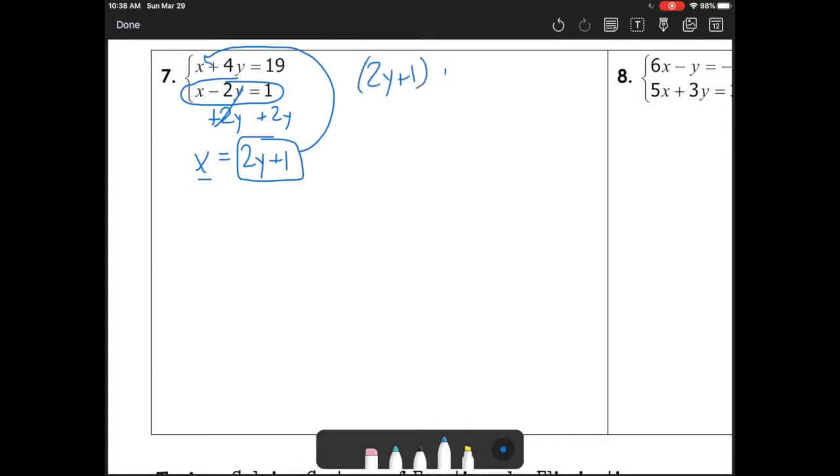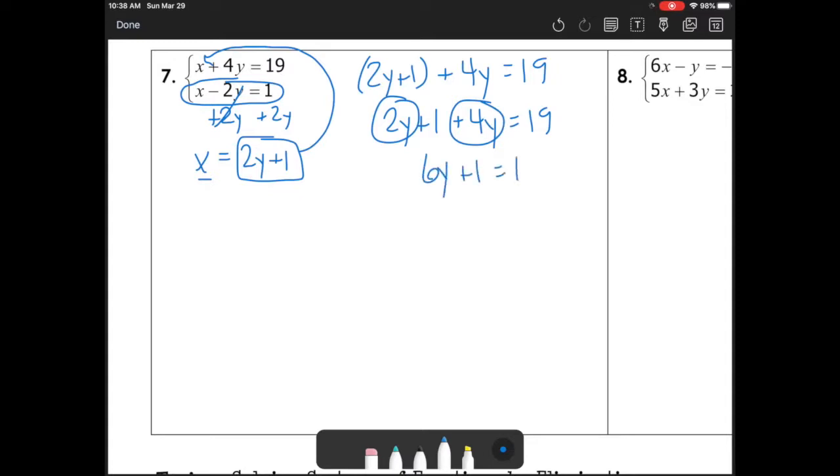Okay. I always put it in parentheses until I realize that I don't need them. 2y plus 4y, 6y plus 1. Subtract 1 on both sides. 18, divide by 6. y is 3.